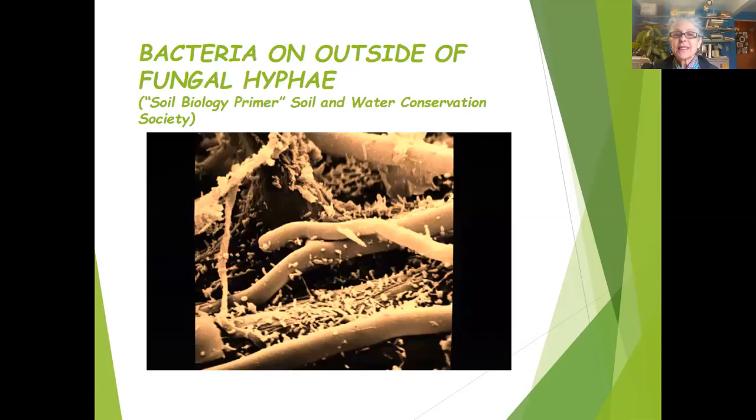Here we see the difference in size between the bacteria, again, these little rice-shaped structures, which are now stuck on the outside of fungal hyphae. Fungal hyphae are the filaments that grow into big networks and fungal mats in the soil. So here we can see a distinct difference in size. That's why there are so many more bacteria in a teaspoon of soil than there are of fungi.